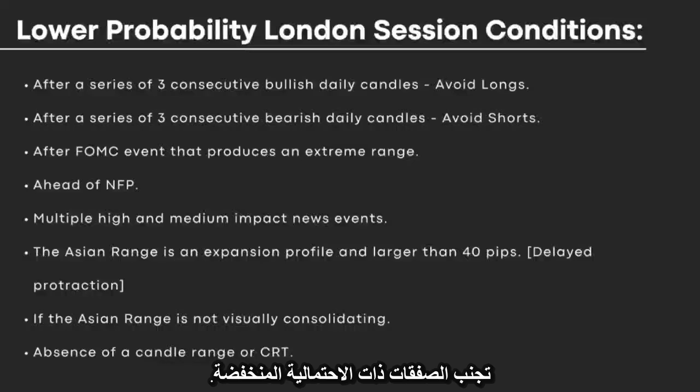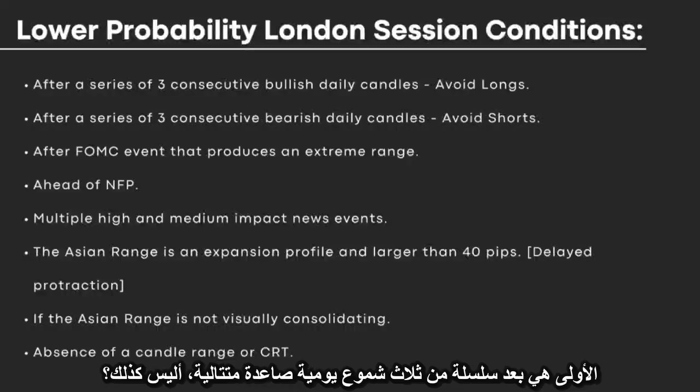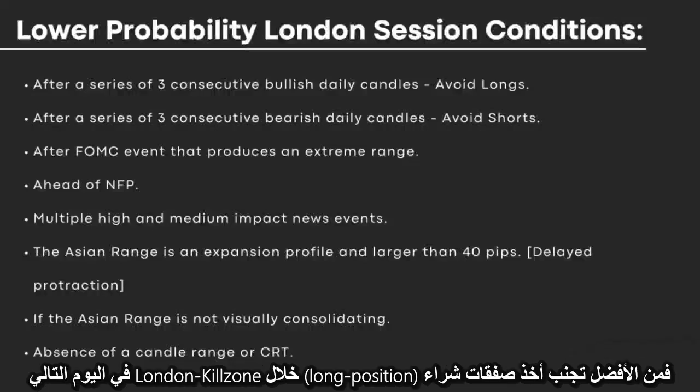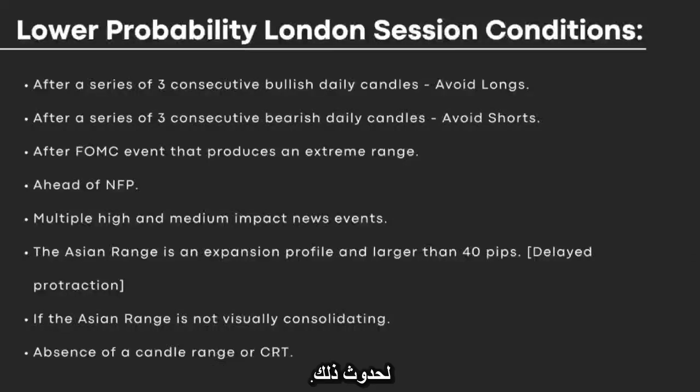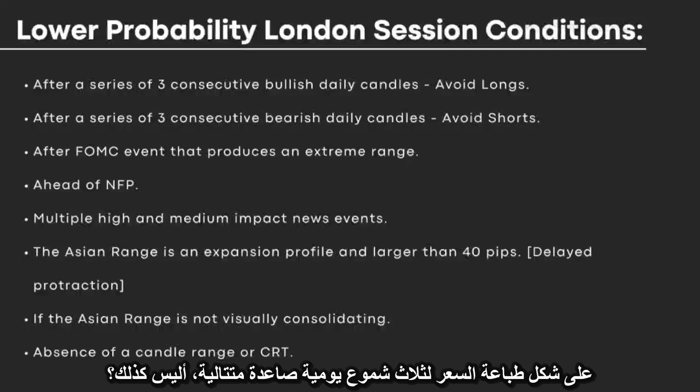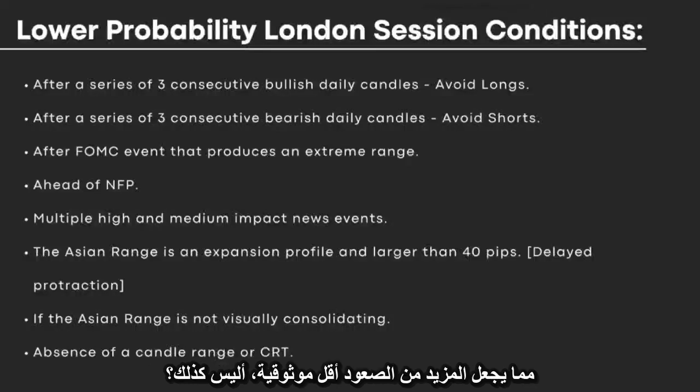Now let's talk about some key conditions you should avoid, in my recommendation, if you want to avoid low probability trades. The first one is after a series of 3 consecutive daily bullish candles, right? What that means is if the market has already printed 3 consecutive bullish daily candles, it's better to avoid taking long positions during the London kill zone after that day. Why? Because the probability of a reversal or consolidation increases after an extended swing in the form of price printing 3 consecutive bullish daily candles, which makes further upside less reliable, right?